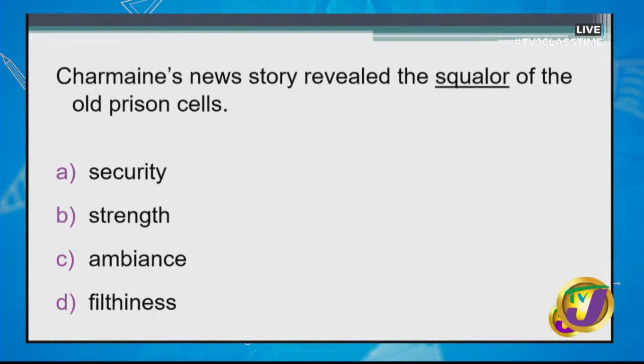into this sentence? And then you look at filthiness. Does that fit into this sentence? So what do you think is the meaning of squalor based on the options you have here? Which one would you choose? I hope you chose filthiness. And if you did, one more round of applause for you, one more point for you. All right, let's look at the next sentence.